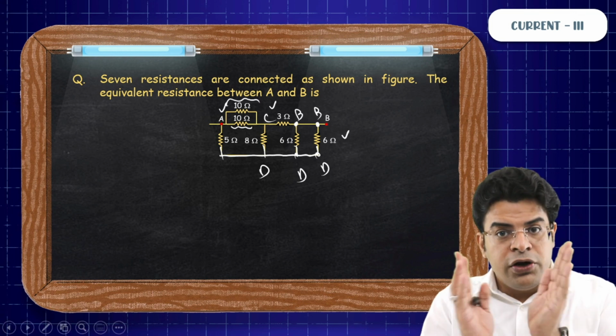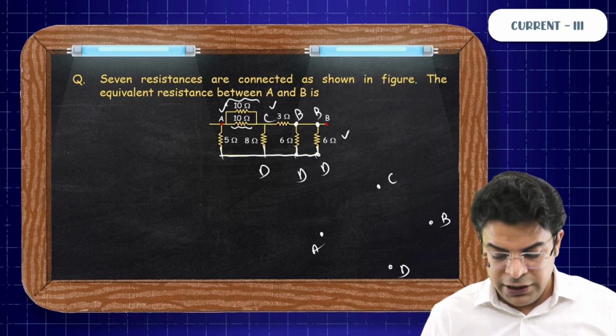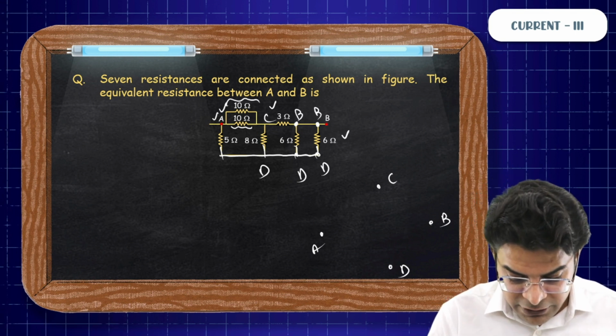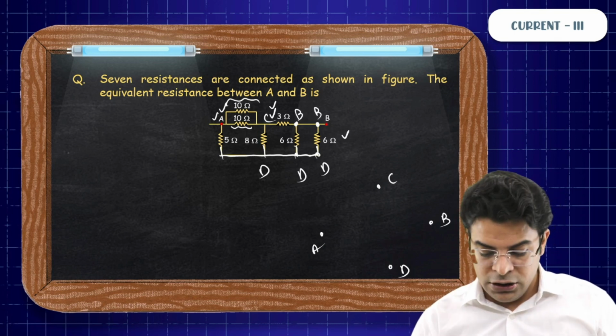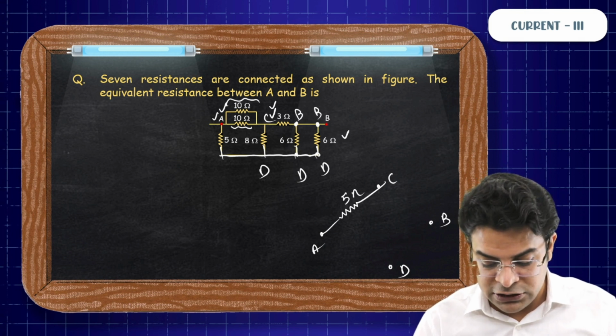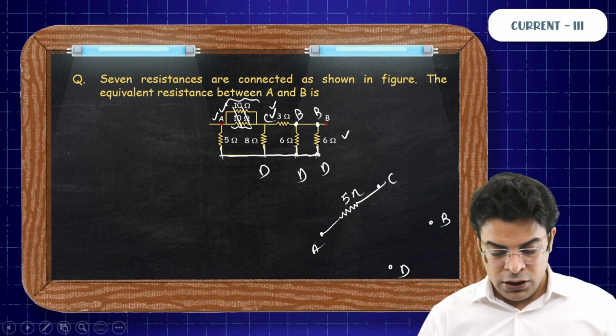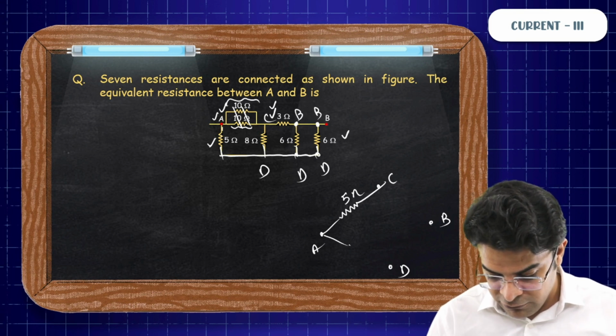So try to redraw the circuit. Think of points A, C, B and D. Here you can see between A and C, we have got two resistors of 10 ohm in parallel. So rather than drawing two resistors of 10 ohm in parallel, I am drawing a single resistance of 5 ohm. So these two drawn. Here you have one more resistor of 5 ohm between A and D.